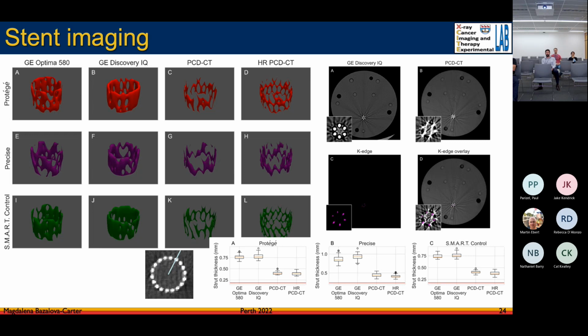We also did some quantitative analysis. Here we can look at the strut thickness, for example, for the 3 different stents. The red line shows what it should be, and the bars show what the strut thickness was evaluated as based on the CT images. And you see that the strut thickness was always overestimated in the energy integrating detector CT images compared to PCT-CT. So that was a nice quantitative result: we were able to get more accurate images of the stents with photon-counting CT compared to EID CT.